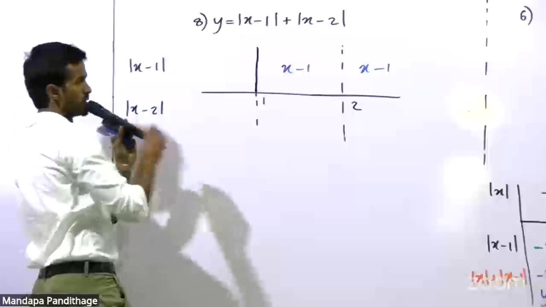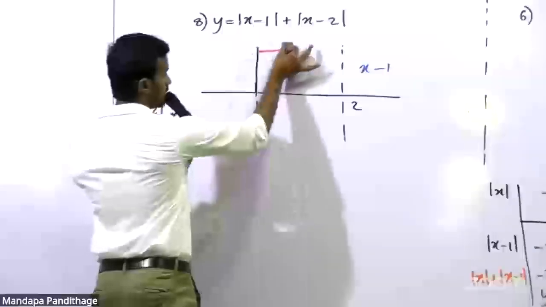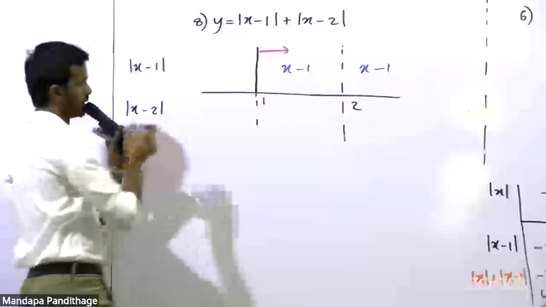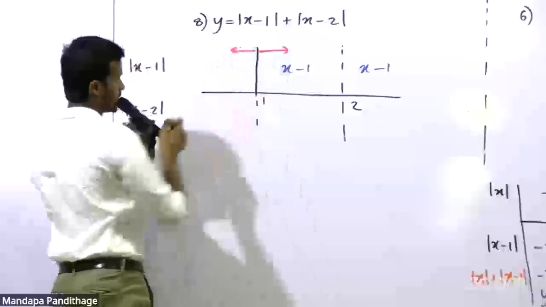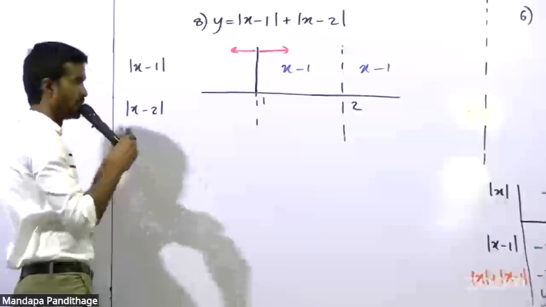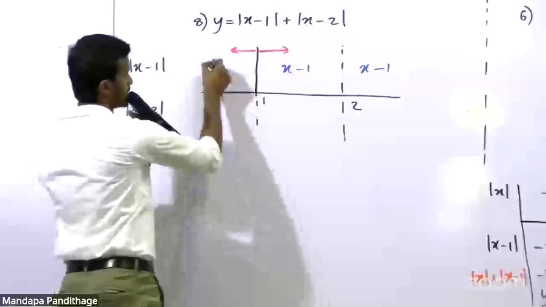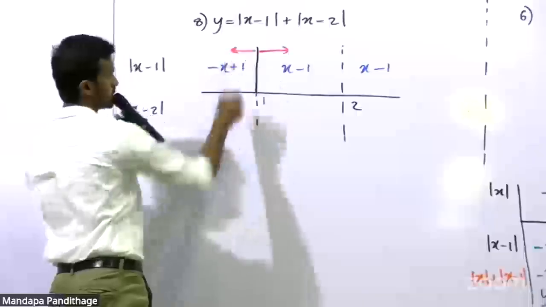So in both regions, because we know when x is greater than 1, it's x minus 1. And when x is less than 1, it's the minus of it. You get minus x plus 1.